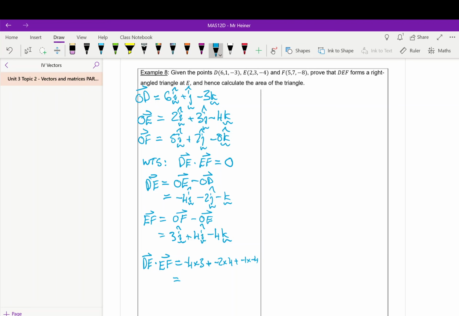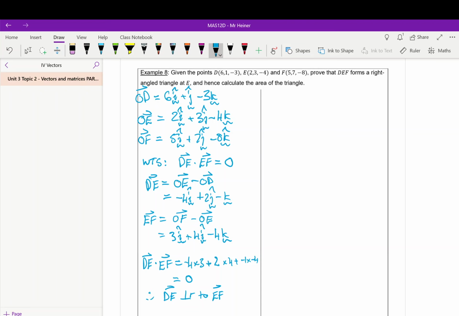What have I done wrong here? This should be positive 2j. That's what I've done. So we've got negative 12 plus 8 plus 4, which is going to indeed give us 0. Sorry for that small error there. So therefore, DE is perpendicular to EF.